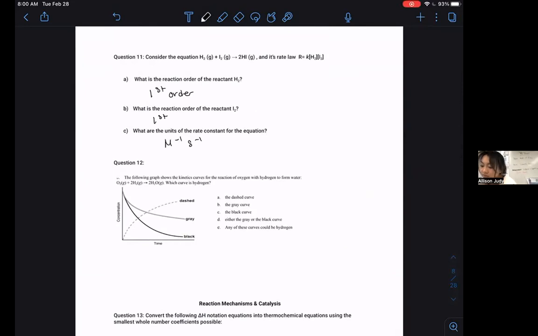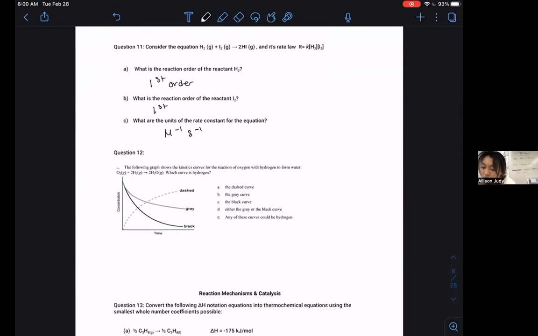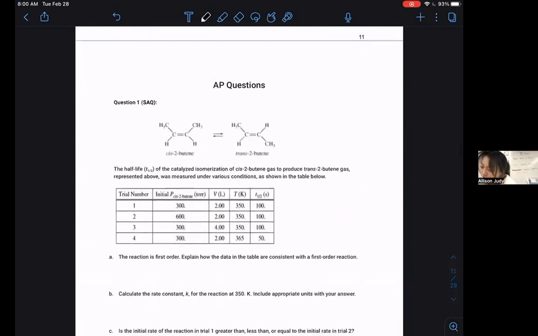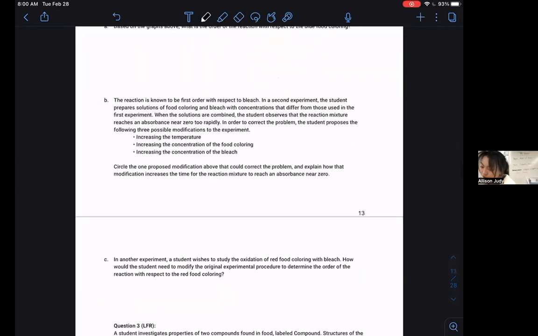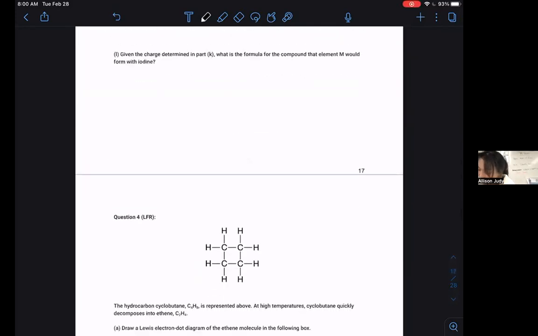So that's just a short overview of how to read a rate law expression. And let's go ahead and hop to the long FRQ. I believe we're going to do question number 6 or 5. Give me a second to find. What did I mark?